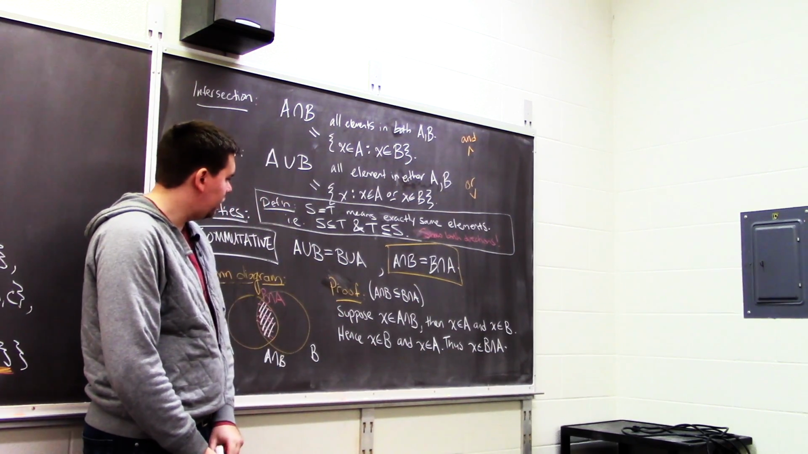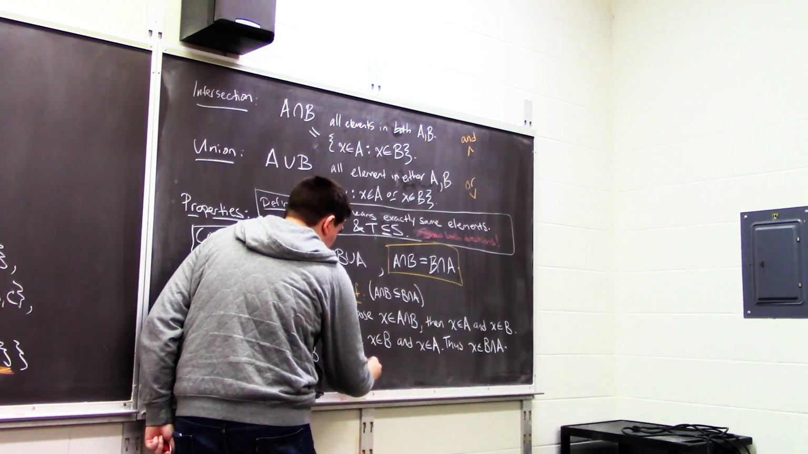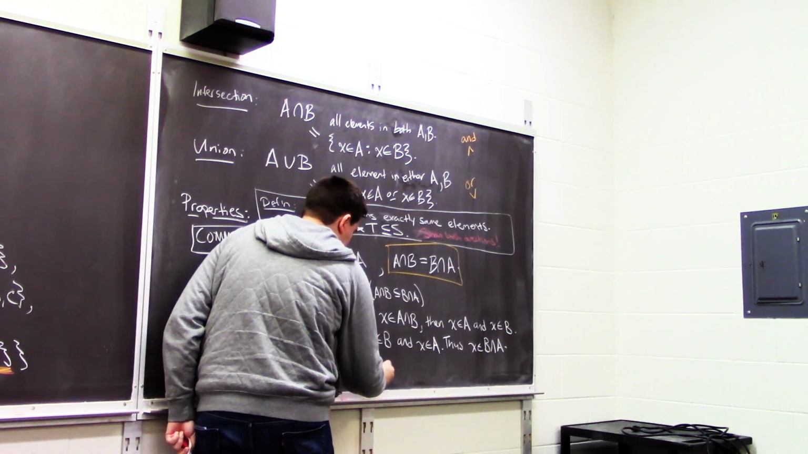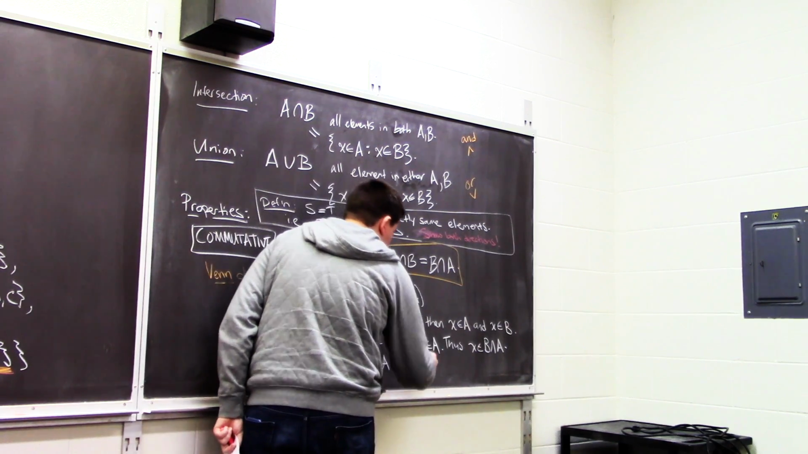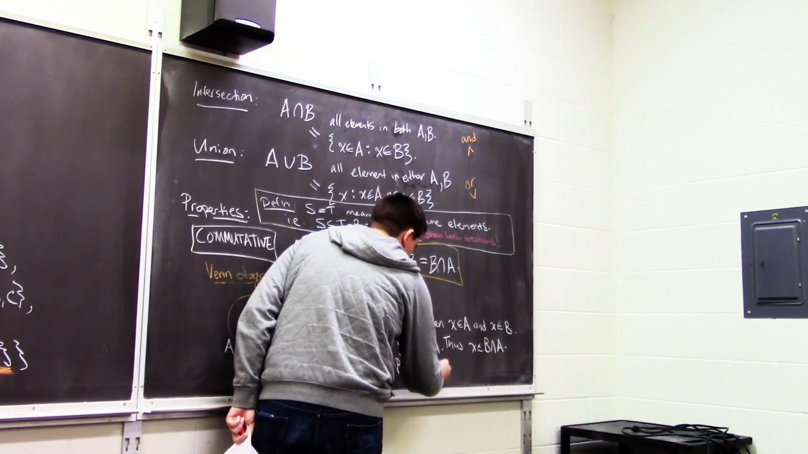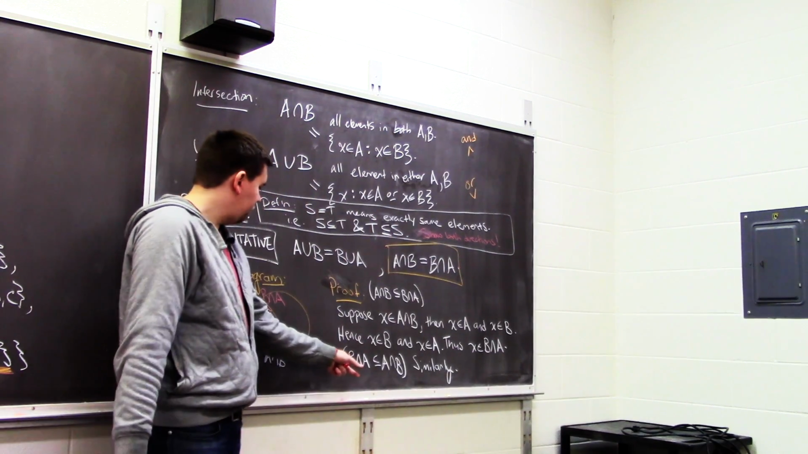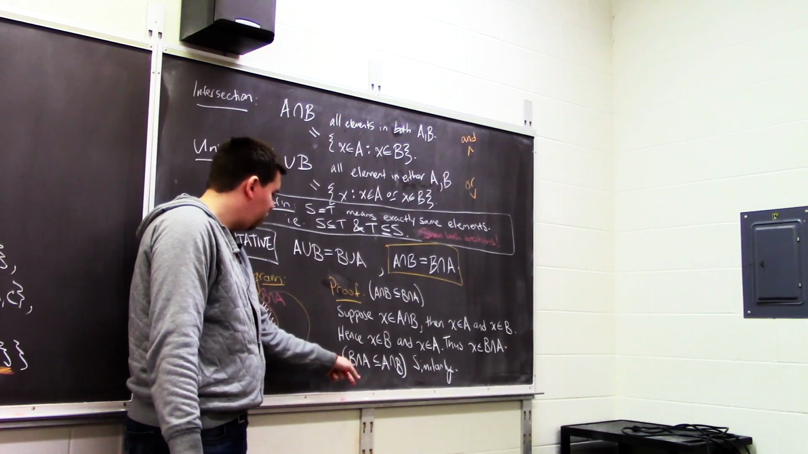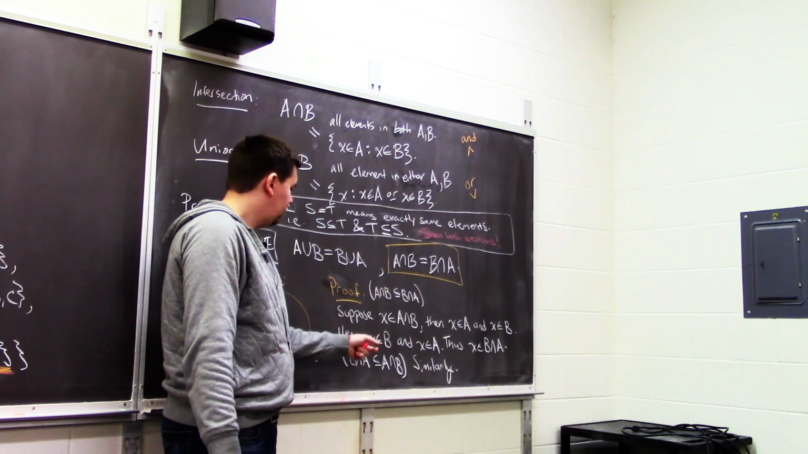But we're not done yet. We also have to show that B intersect A is a subset of A intersect B. And you do that exactly the same. So I'll just put similarly. You would say if something is in B intersect A, then it's in both A and B. Hence it's in both A and B. Therefore, it's in A intersect B.